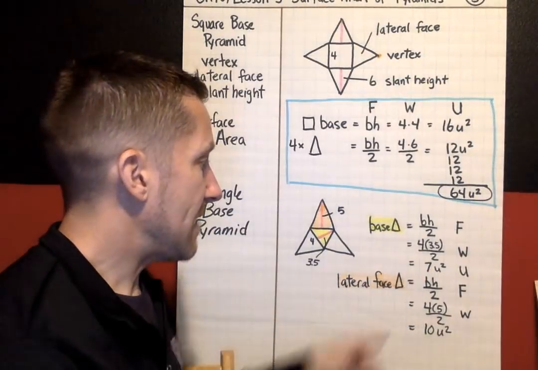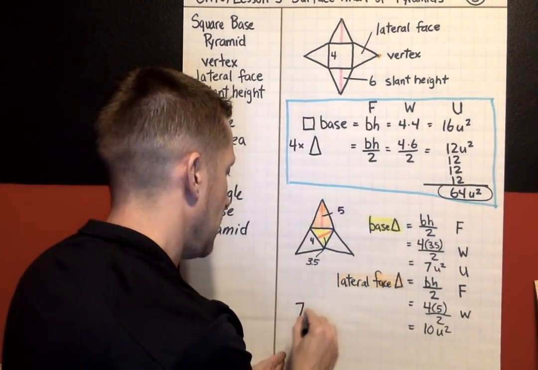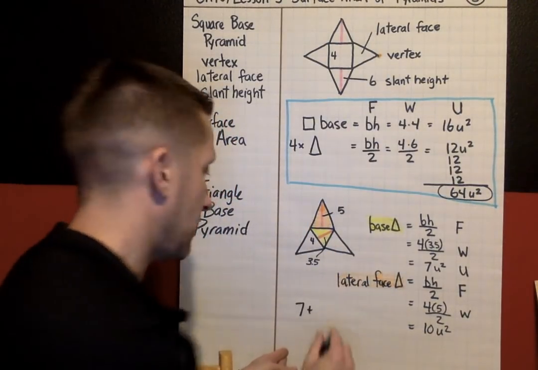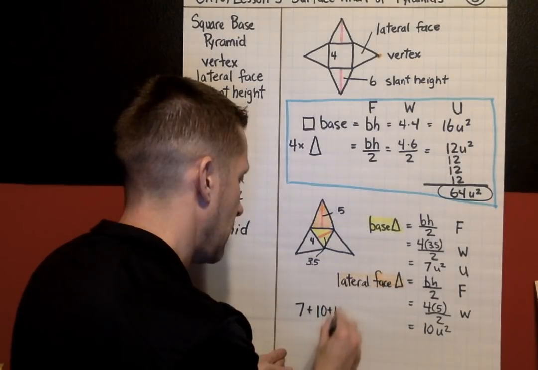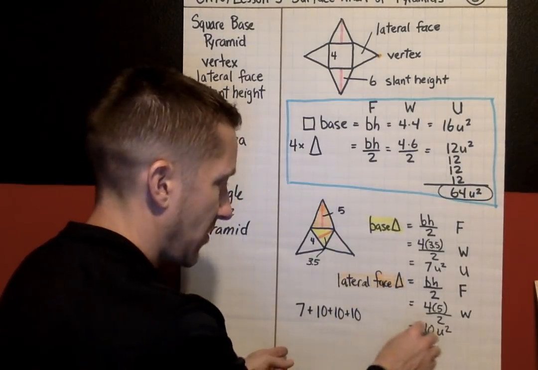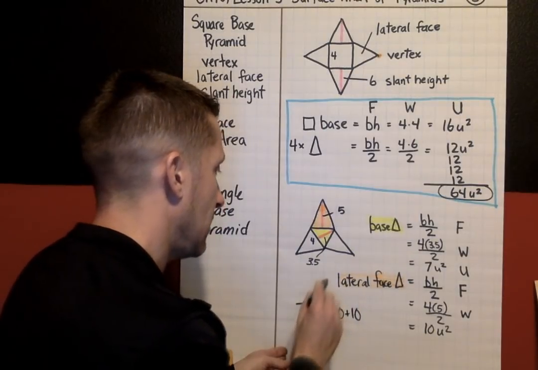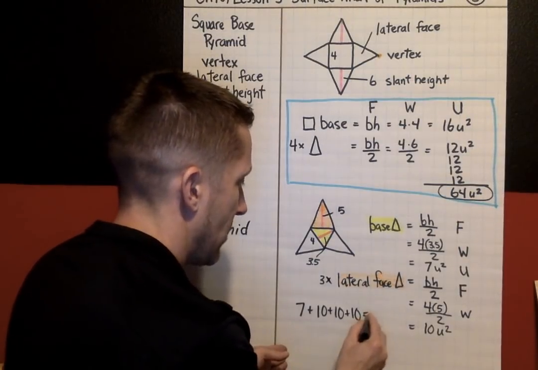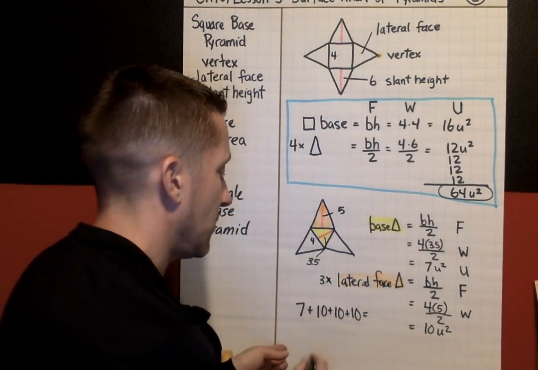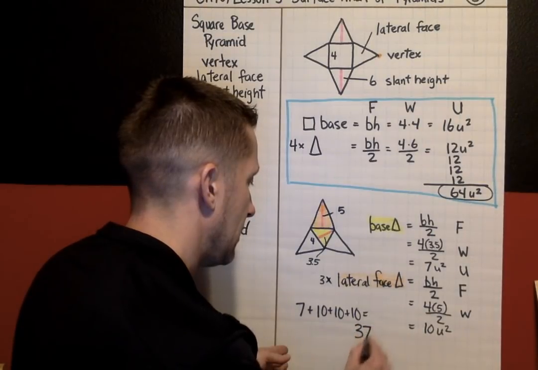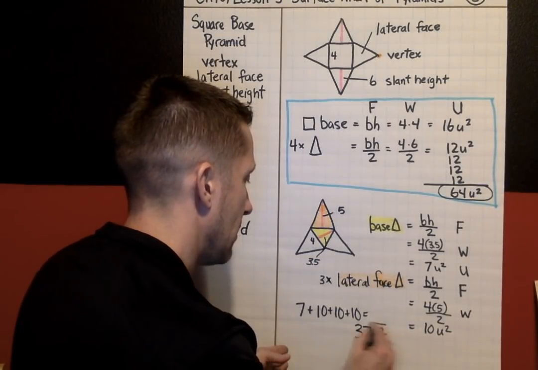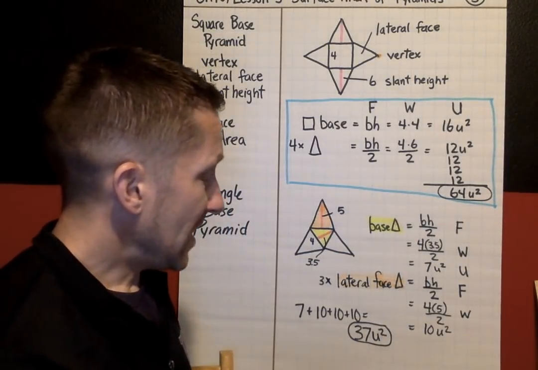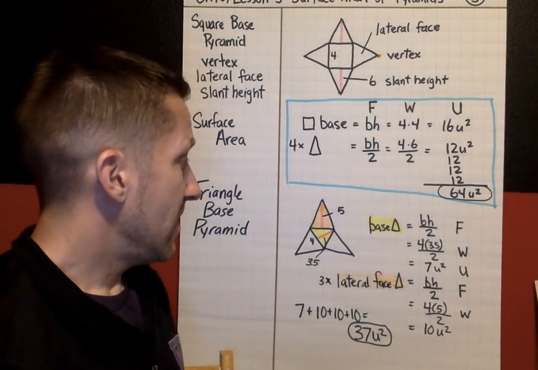So I'm going to combine 7 square units for the base plus this number 3 times, because there's 3 of those triangles. So I need 7 plus 10 plus 10 plus 10. 3 of the lateral face triangles. So I could have also said 3 times this. When I combine all of this, 7 plus 3 tens, I get 37 units squared. So that does it for surface area of a pyramid.